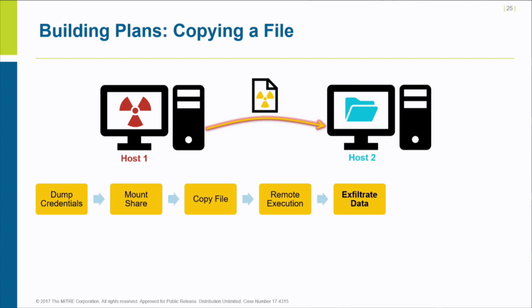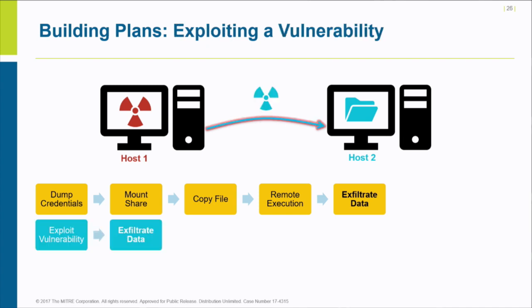So here's an example plan where I'm using copy file to move laterally. First I dump credentials, then I mount the network share, then I copy the file, remotely execute it, and then finally, now that I have code execution after the remote execution, I exfiltrate data from host 2.